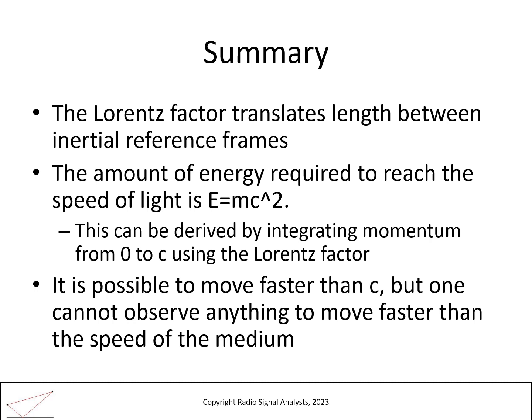In this presentation, we showed how the Lorentz factor is used to translate lengths between different inertial reference frames. We then derived Einstein's equation for mass and energy. We also showed that it may be possible to move faster than the speed of light, but other observers might not recognize it. Finally, we explored an alternate solution for the Lorentz factor.